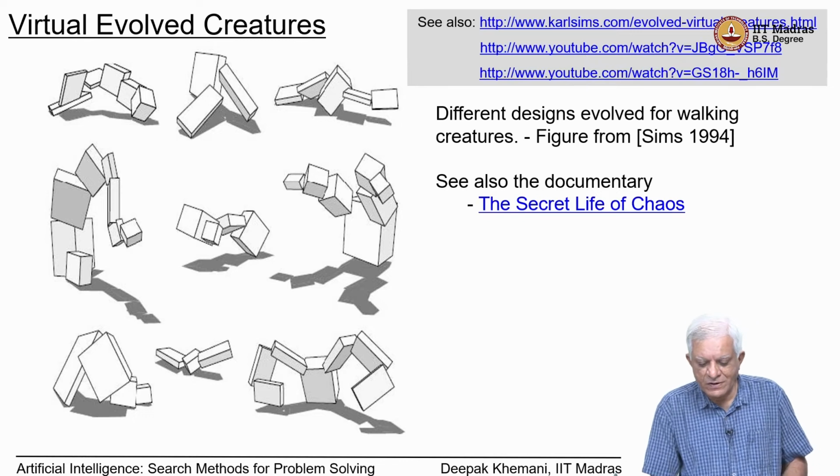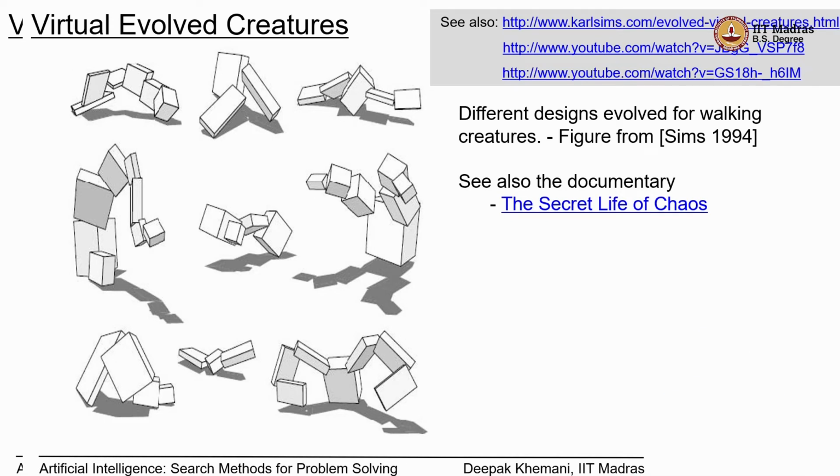But there is also a very interesting documentary called The Secret Life of Chaos, which I strongly recommend that you watch. It is about 1 hour long, and you can find it in various places on the net. It starts off with the work of Turing, and then eventually goes into things like chaos and how complexity can emerge out of simplicity. It illustrates this idea of emergent systems very well.